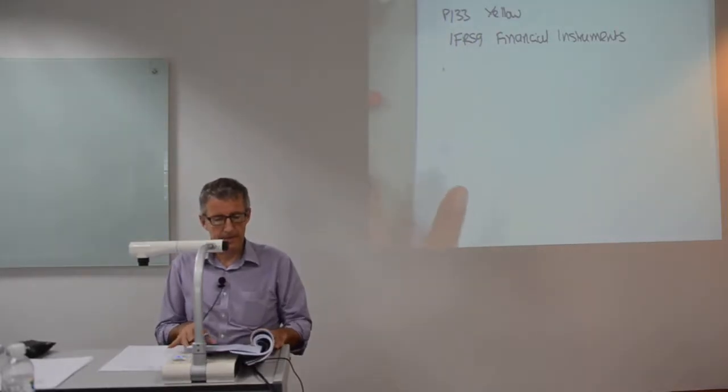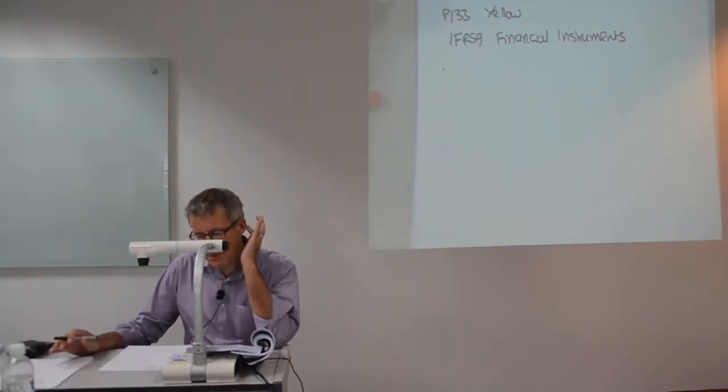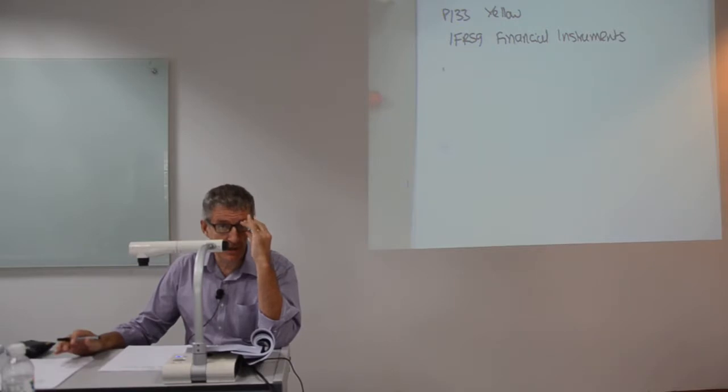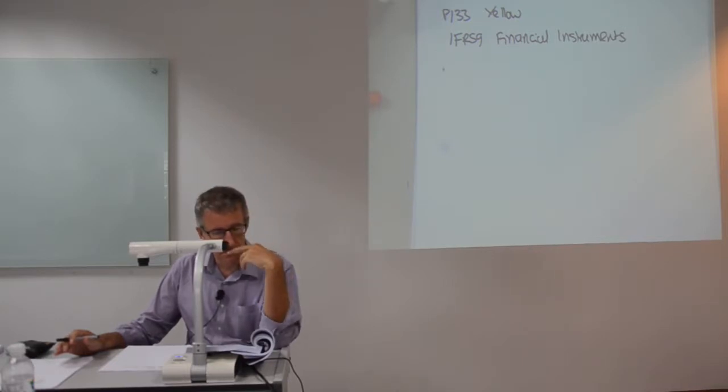IFRS 9. Yellow carries a portfolio of debenture loan assets. Now these assets are managed with a view to collecting the cash flow and then the nominal cash flow at the end of the contract.